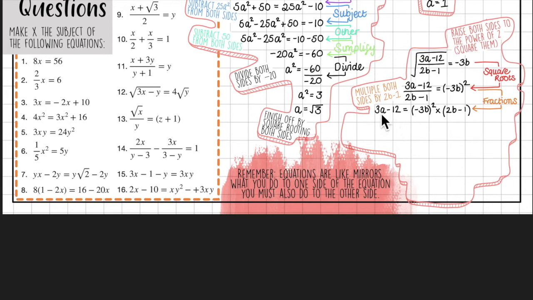And this is what we get. We get 3a minus 12 is equal to minus 3b all squared times by that 2b minus 1. Right, we've sorted out the fractions. The next step is brackets. With brackets, I like to sort them out one at a time usually. Therefore, let's sort out this guy first. So we have 3a minus 12 is equal to 9b squared times by bracketed 2b minus 1. Notice how this minus sign's disappeared because we've squared, i.e. we've done minus times by a minus, which becomes a plus.